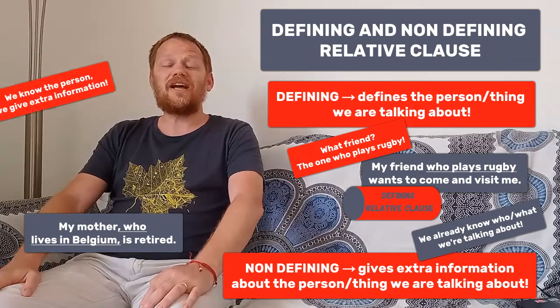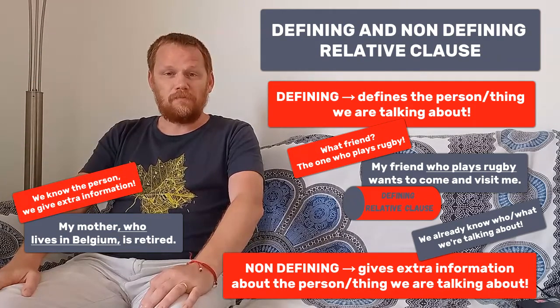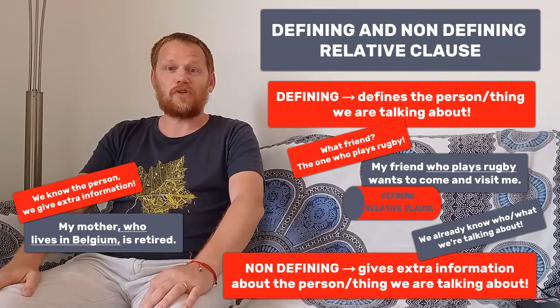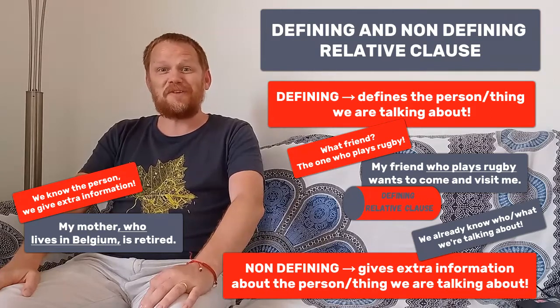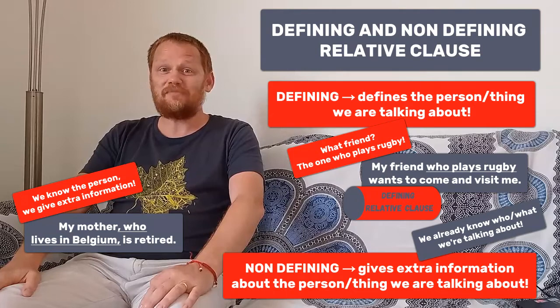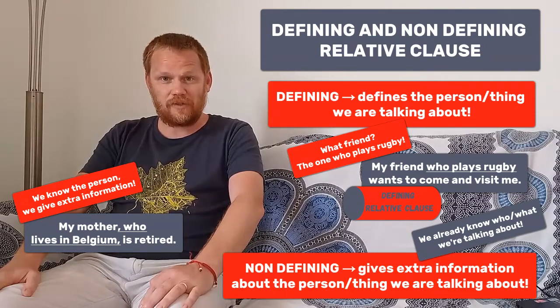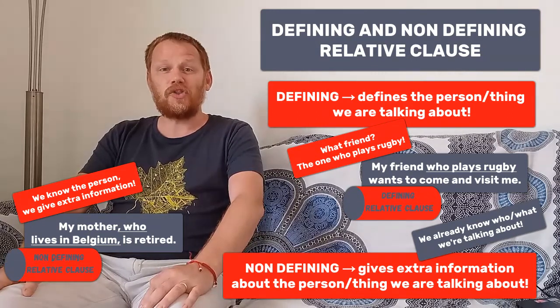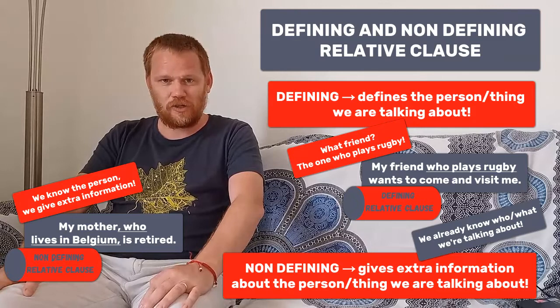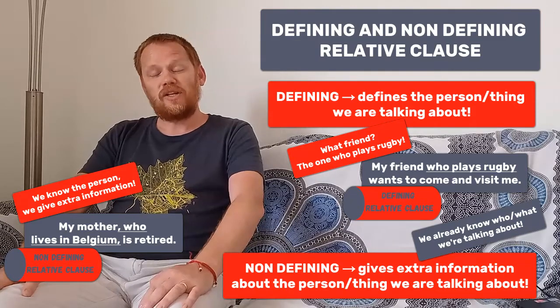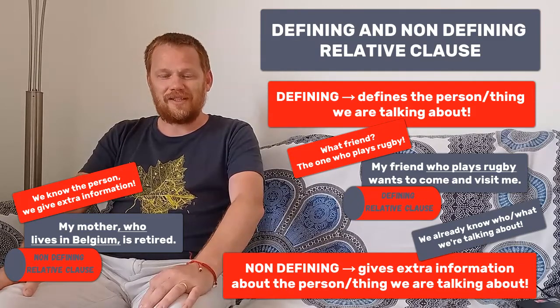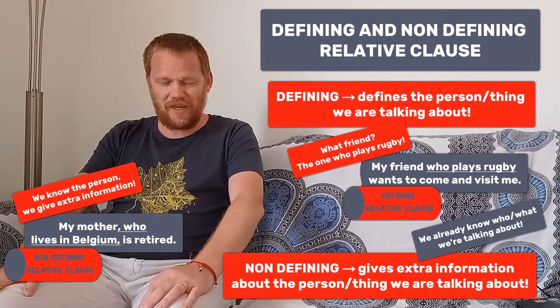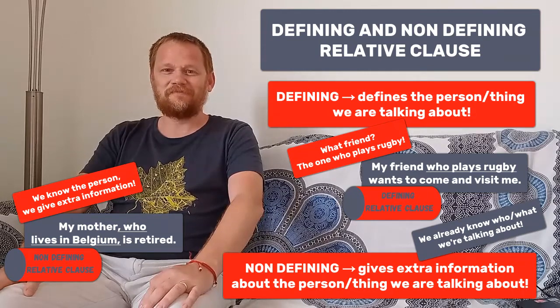So obviously, I only have one mum, so you know who I am talking about. Maybe you don't know my mum personally, but that is not important. You know who I am talking about, and that's why we use a non-defining relative clause. My mother, who lives in Belgium, is retired. Good.